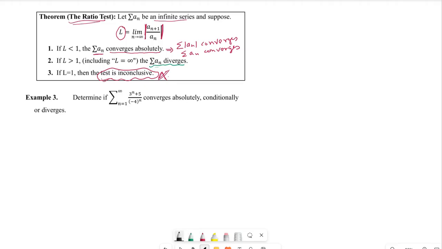Let's see if we can tell about the following series. Is it converging absolutely, conditionally, or does it diverge? I am going to say this is my a_n. I'm going to try to use the ratio test for this. If this is a_n, then a_(n+1) will be what? Everywhere there is n, replace it with n plus 1.